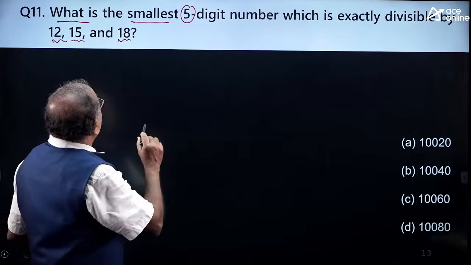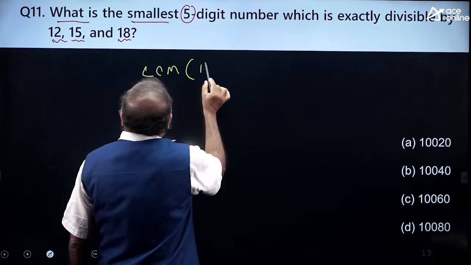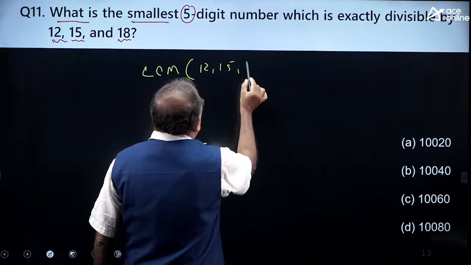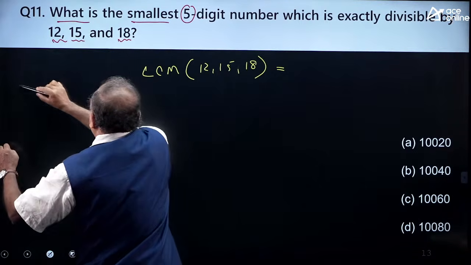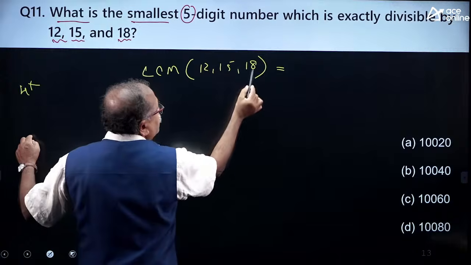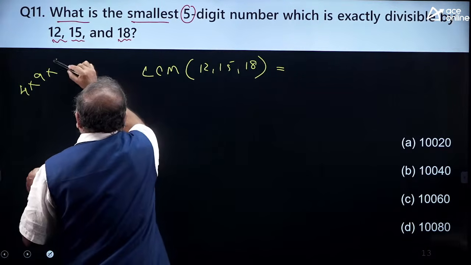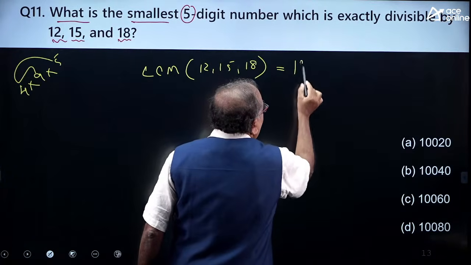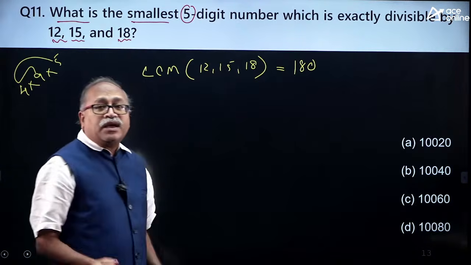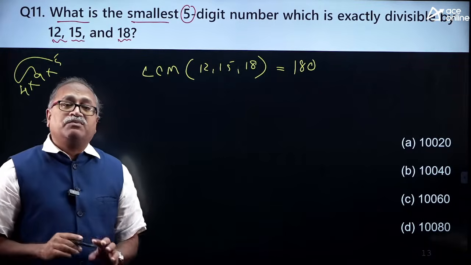Shadow, see how you answer this. So, I need to take the LCM of 12, 15 and 18. What is the highest power of 3? 4 is there, into the highest power of 3, which is 9, and into 5. So, 5 fours are 20, 180. So, I get 180 as the LCM. I need the largest 5-digit number which is divisible by 180.